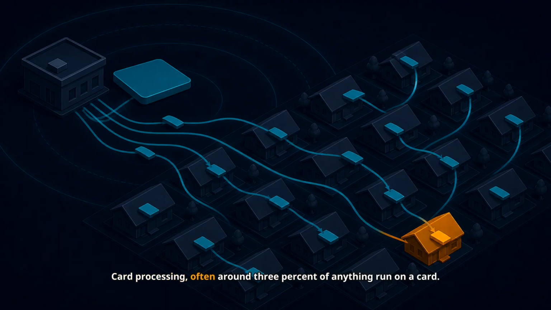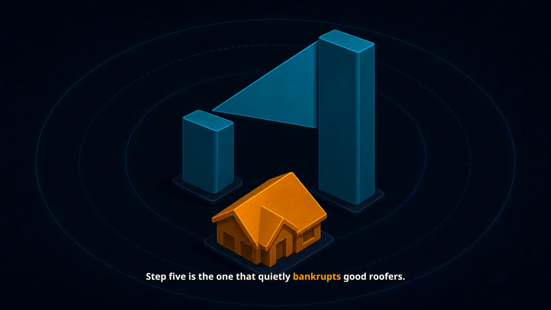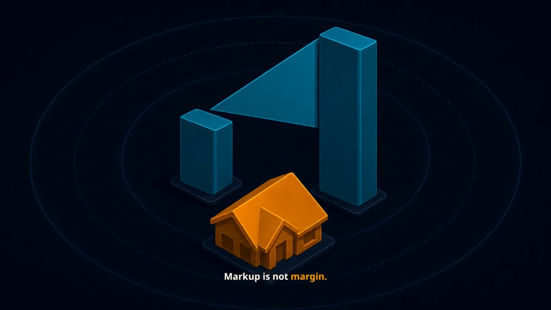Then finance and collection. Card processing, often around 3% of anything run on a card. Commissions, financing fees, warranty reserve, a callback allowance. A job that pencils profitable can still hurt you if the money lands late or carries fees. Step 5 is the one that quietly bankrupts good roofers.